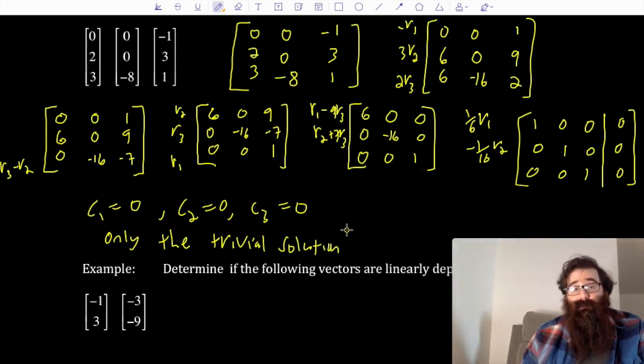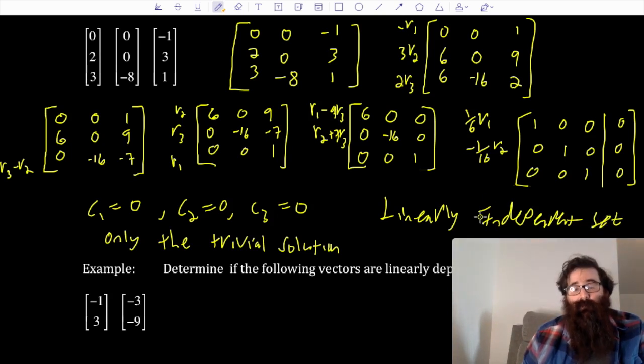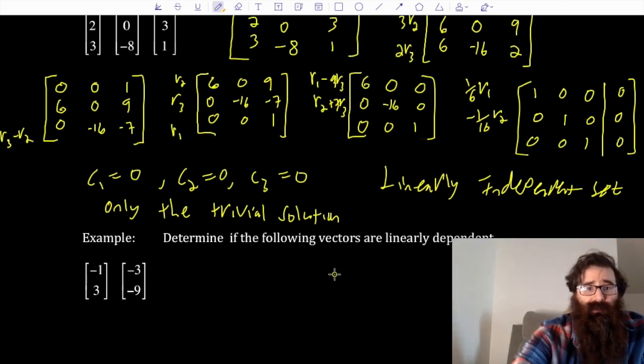And what this means for us is that we have a set of vectors that are linearly independent. So this means we have a linearly independent set of vectors. Maybe that's what we were guessing looking at this. So always a good idea to do the row reduction.